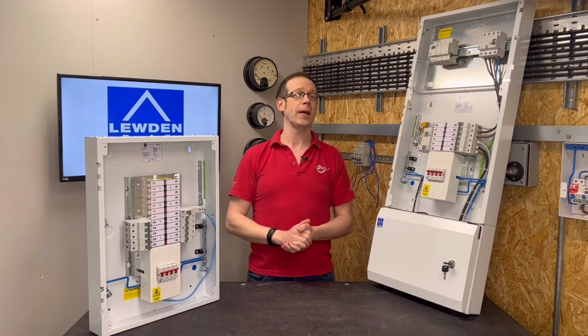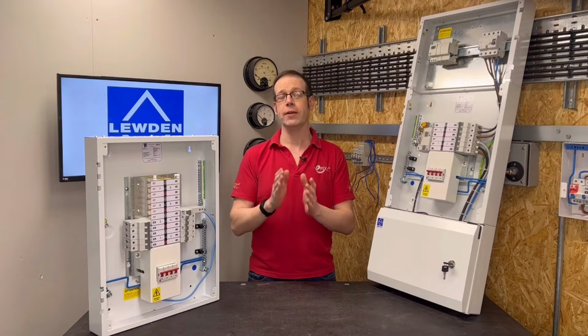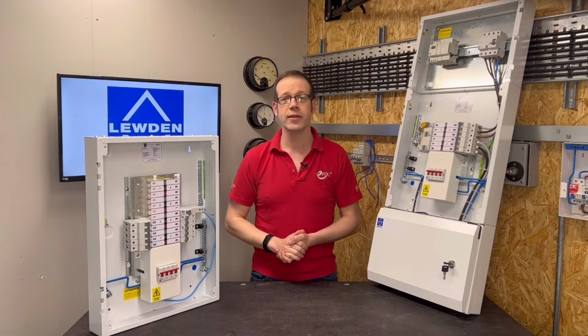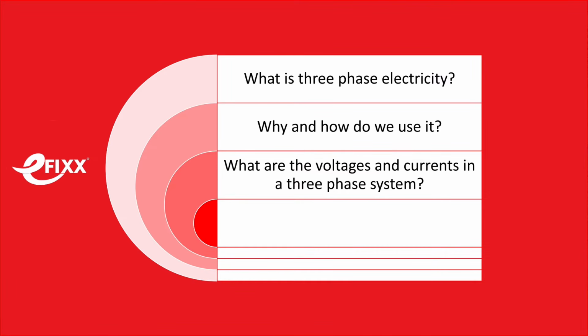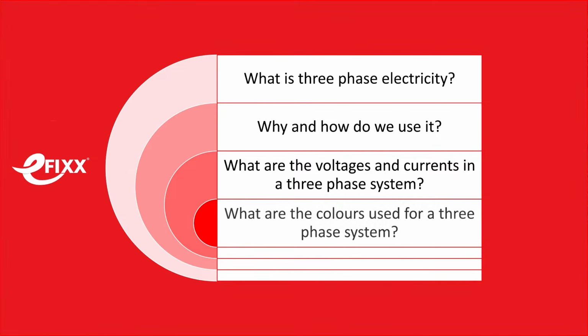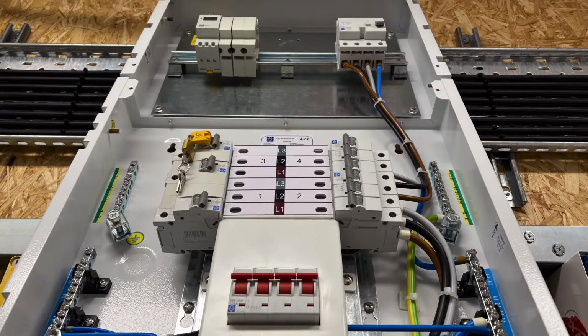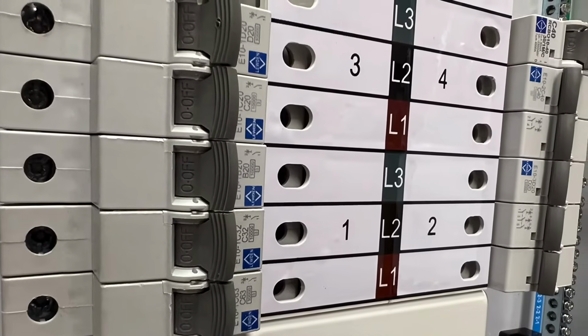In this free training package we'll be looking at the subject of three-phase electrical systems and we're going to consider the following subjects. What is three-phase electricity? Why do we use it and how do we use it? What are the relationships between voltages and currents in a three-phase system? What are the colours used for three-phase supplies? And we're going to illustrate these points using some of these products from Luden Palazzoli. So let's get into it.